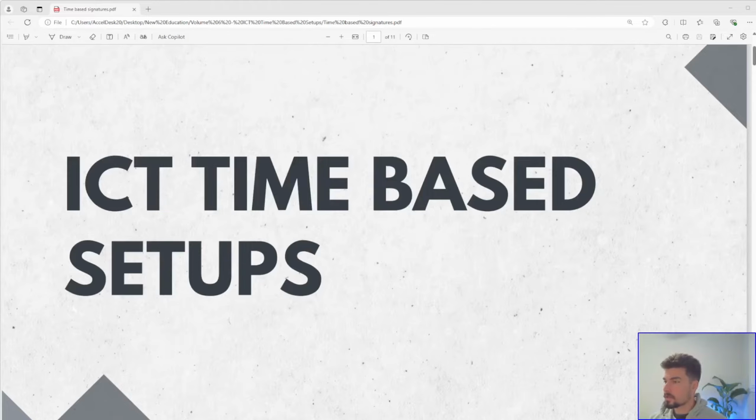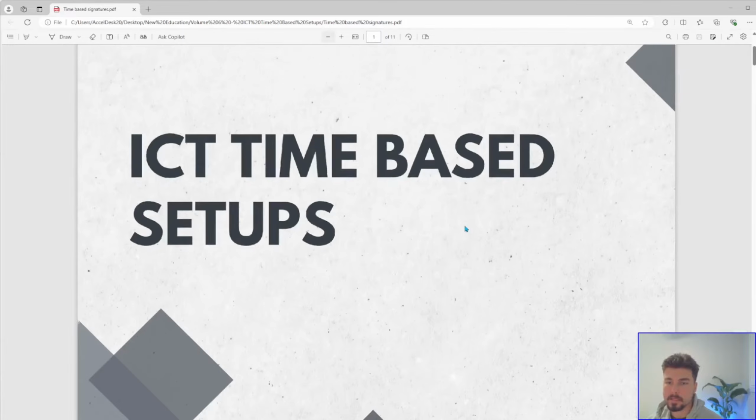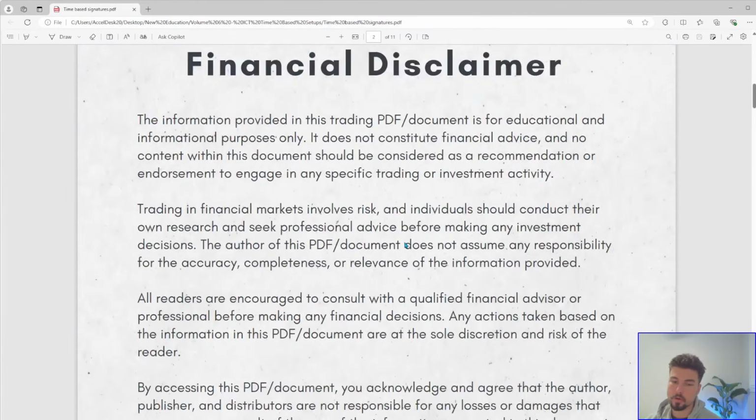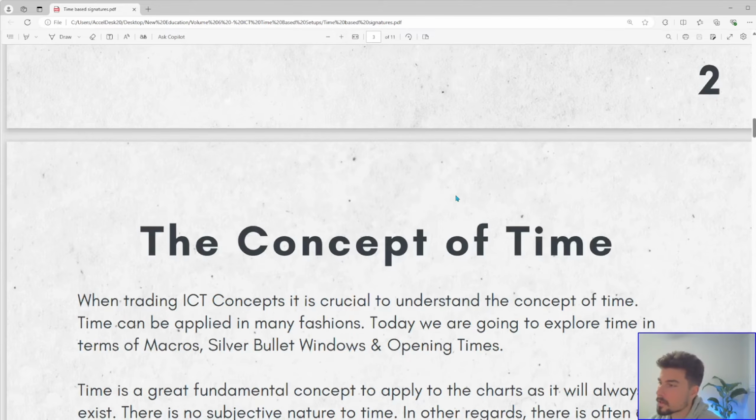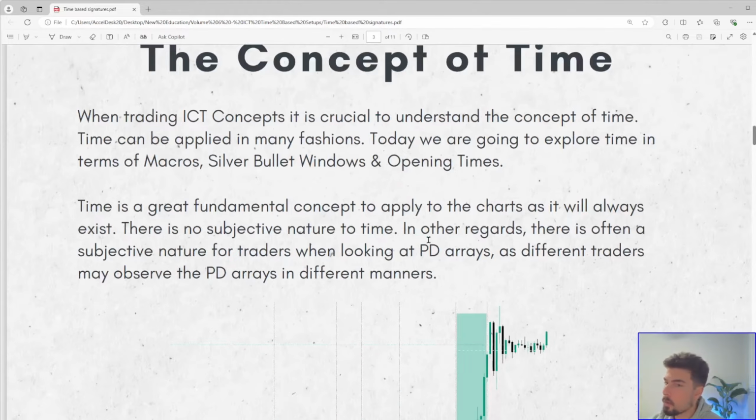Alrighty guys, so in this video let's talk about the ICT time-based setups. A lot of people ask me about macro, silver bullet. We're going to merge all these things together today, and hopefully by the end of today you'll have an understanding of how you can use time, because there are so many different ways you can use time.